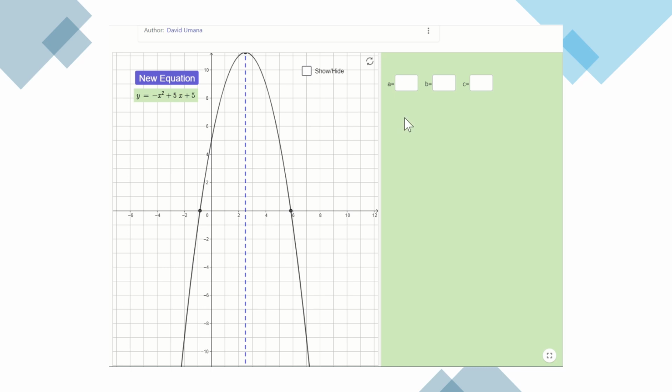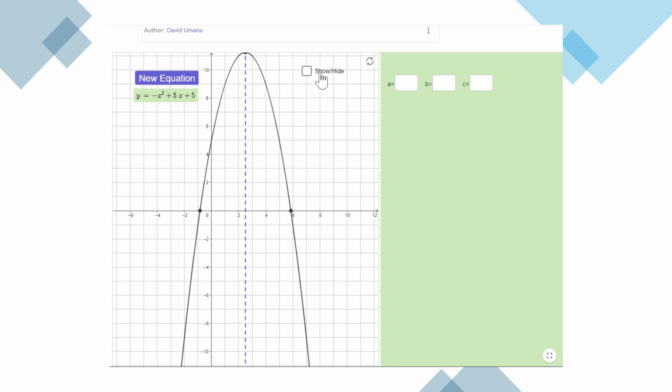This is a review of the quadratic formula. So let's take a look at the page. First of all, we have ourselves an equation in quadratic form: y equals negative x squared plus 5x plus 5.